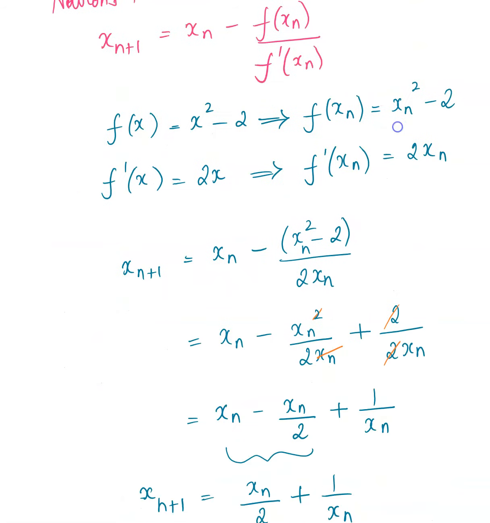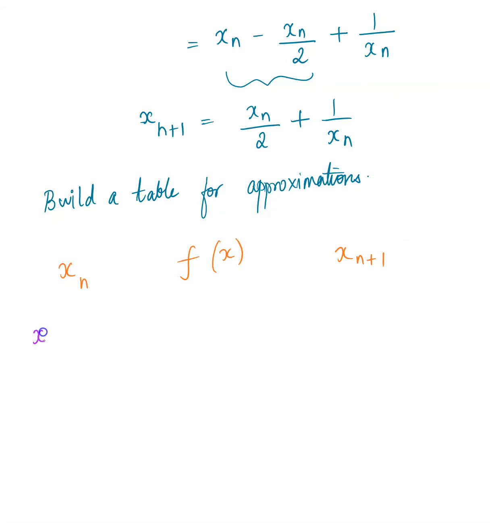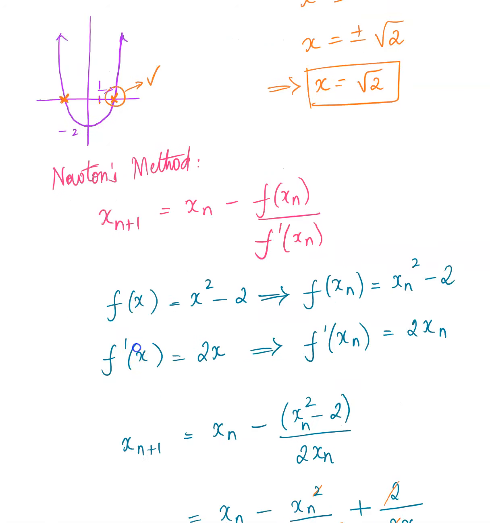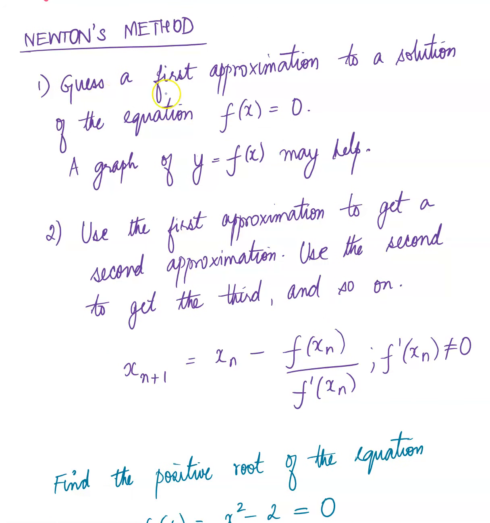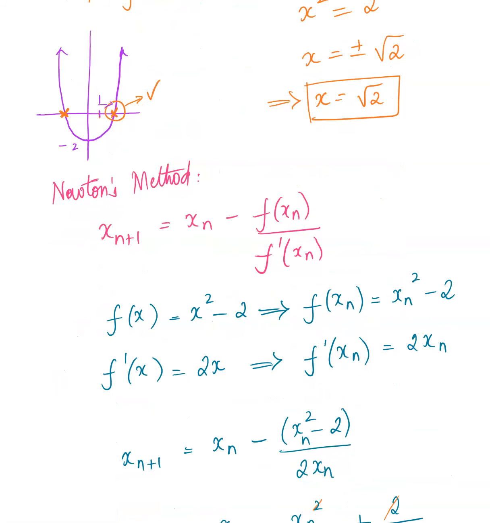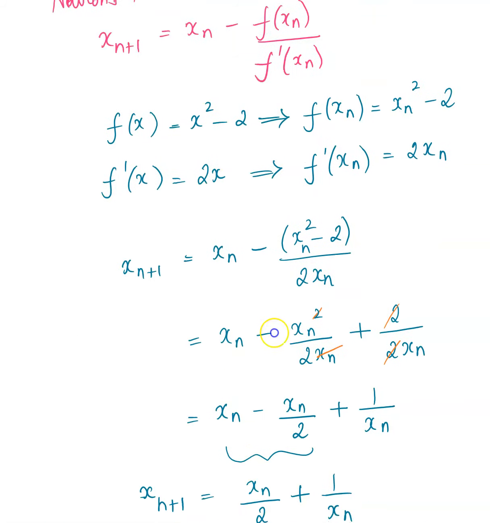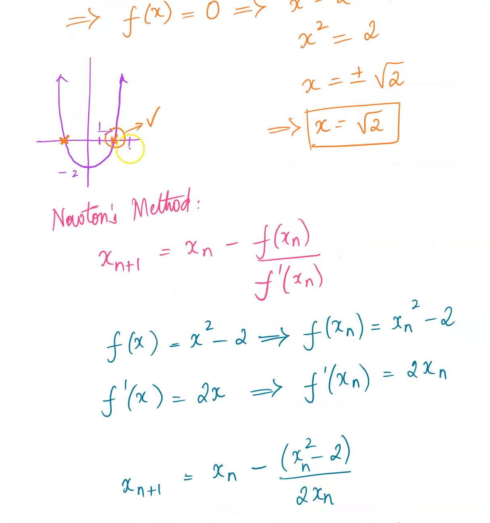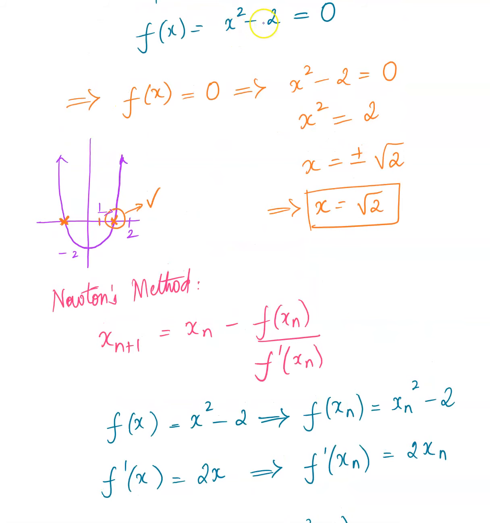So I am going to start with x naught as 1, because that was the first step, right? If you go back here, it said guess a first approximation to a solution, and a graph may help. So we sketched the graph and we found that 1 would help us to get to the answer here, because 2 would be, we just saw, 2 squared, which is 4 minus 2, which will be 2. So the f value for that will be on this side. So this root will be between 1 and 2.